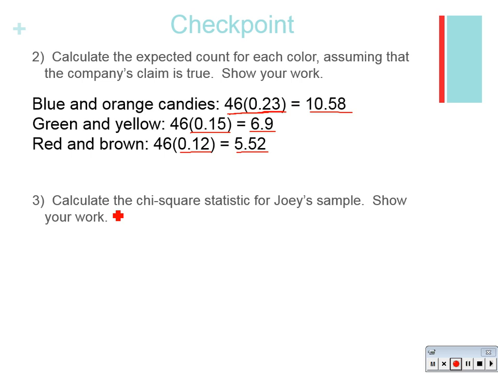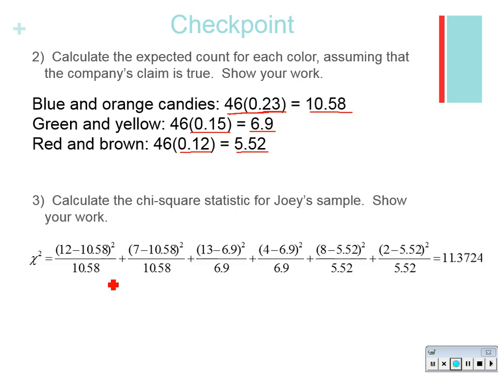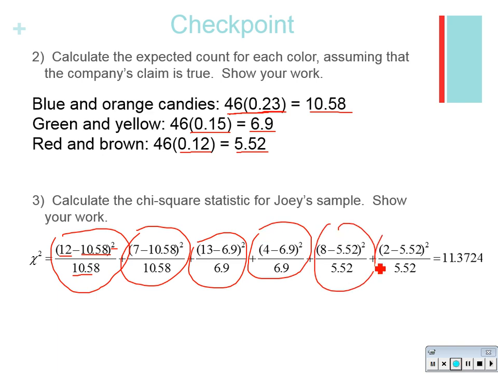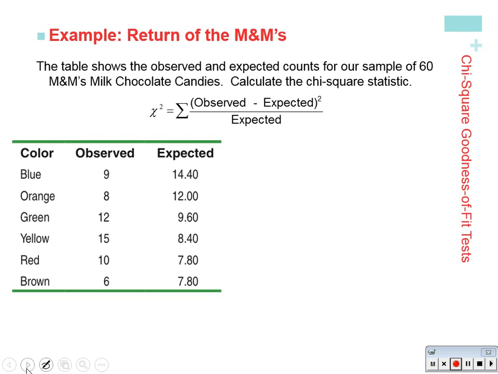And then for number 3, it says to calculate the chi-square statistic for Joey's sample. So what we're going to do is, for each color, take observed minus expected, squared, divided by expected, and we're going to do that for each of the colors. So right here is blue, and then we have orange, and then green, and then yellow, and then red, and then brown at the end, and this is what the collective score of that would be, 11.3724. So this 11.3724 is what's referred to as the chi-square statistic, at least for this particular problem.